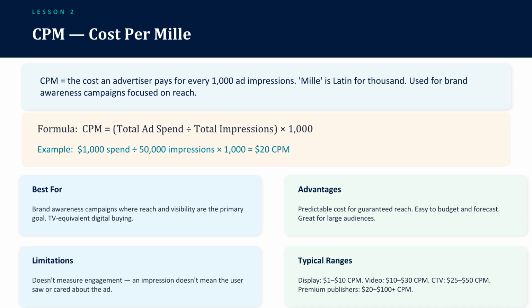If your CPM is $20, you pay $20 for every 1,000 times your ad is displayed. CPM is best suited for brand awareness campaigns where your goal is to maximize reach and visibility. The main limitation of CPM: it doesn't measure whether anyone was actually engaged.